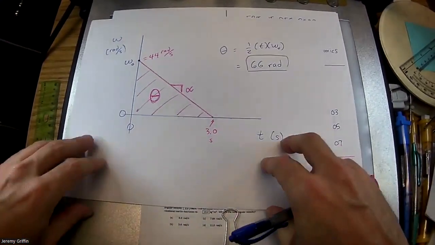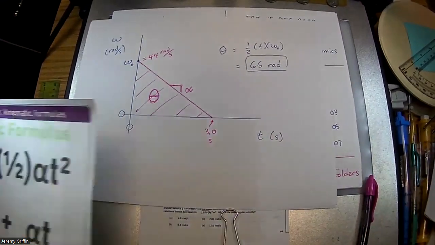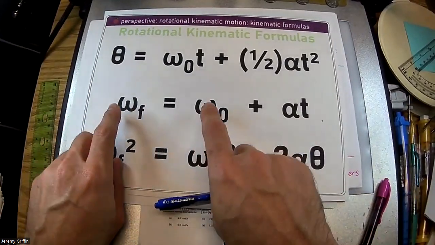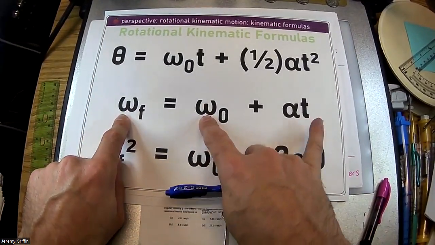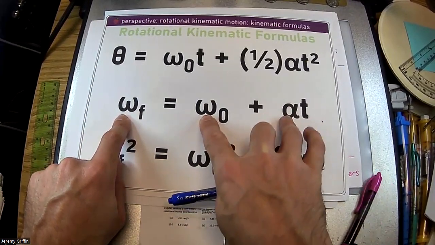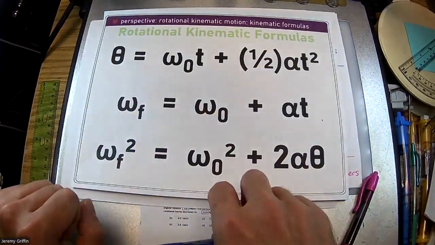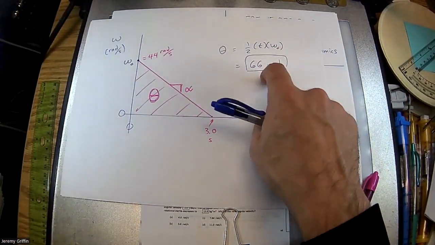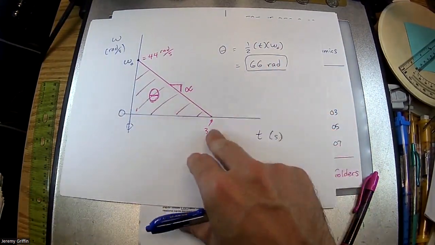Now the other way you could have solved this is with these three amigos right here. If you know initial and final angular velocity and you know time, you can solve for angular acceleration. Then you can take that and substitute it up here. Okay, all right, let me try it that way. I wonder if I'm going to get the same answer, because we know the answer from the graph.